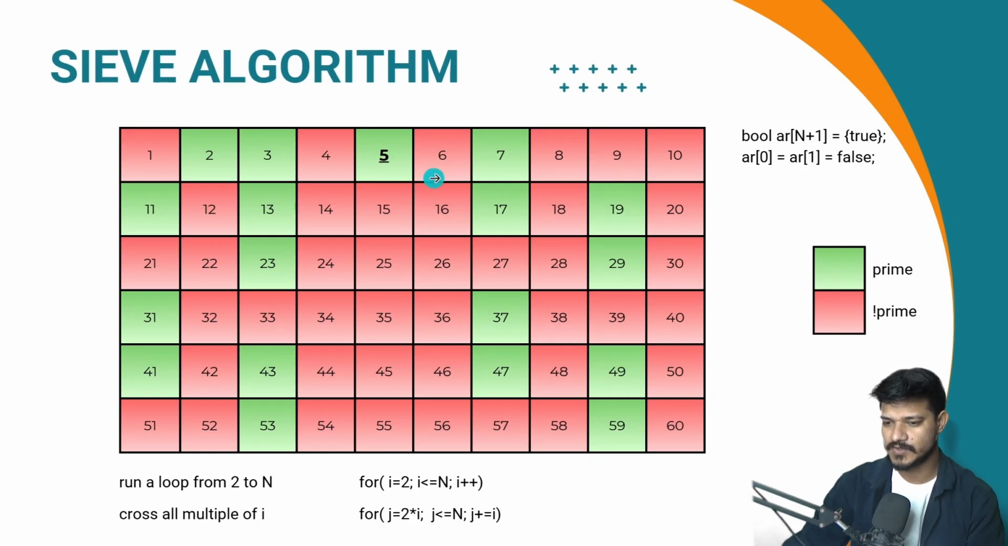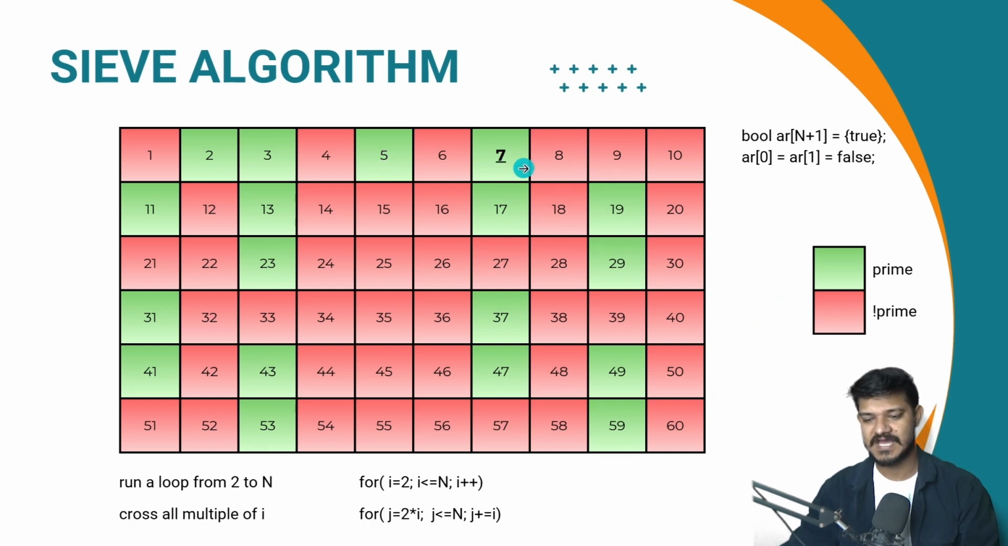Is 6 a prime number? No. arr of 6 is false, right? We'll move on to 7. Is 7 a prime number? Yes. arr of 7 is true. So we are at 7 and we'll cross out all multiples of 7. If you see, 49 will be crossed out, right? So on and so forth.